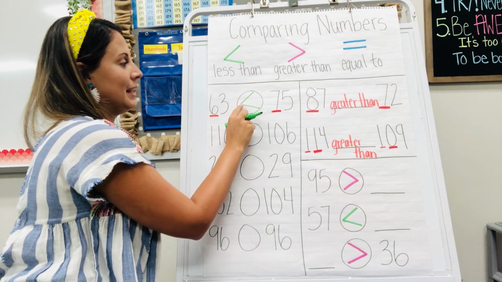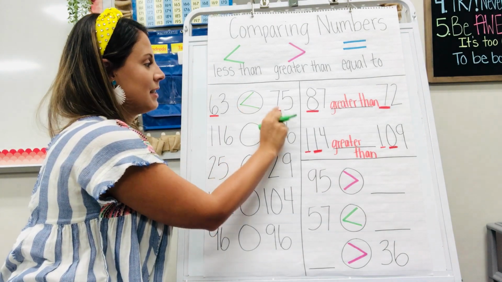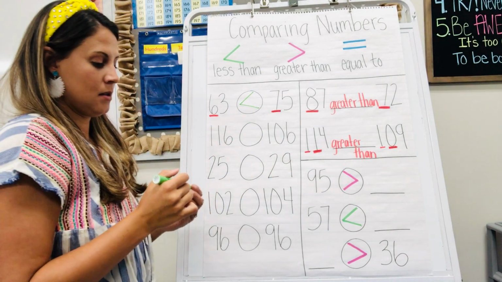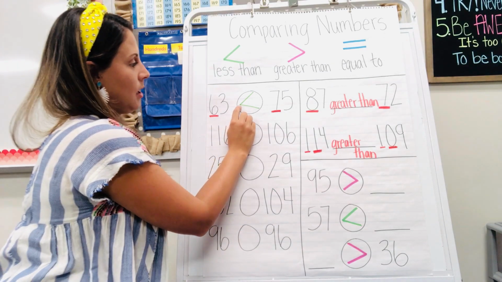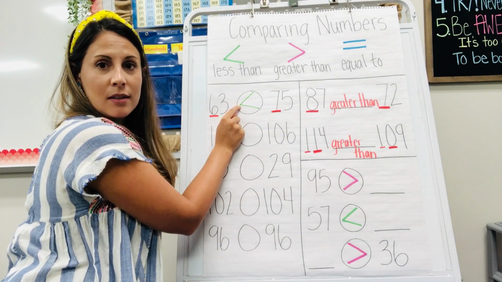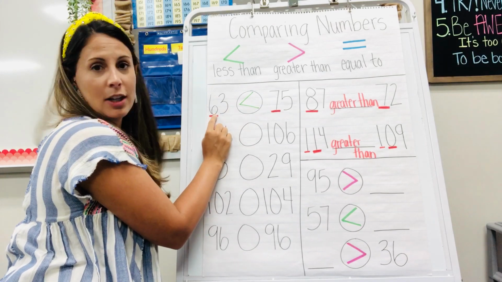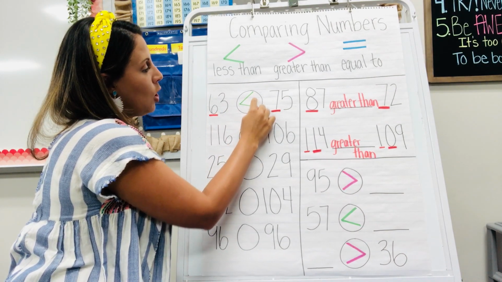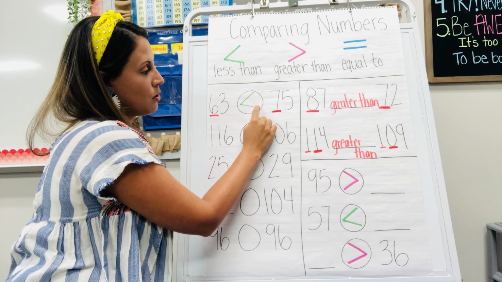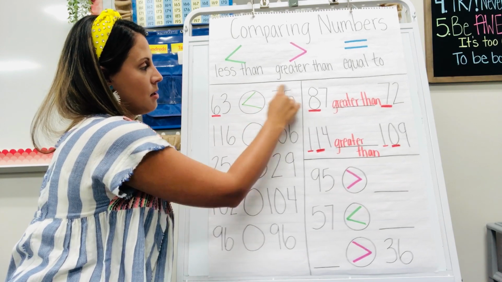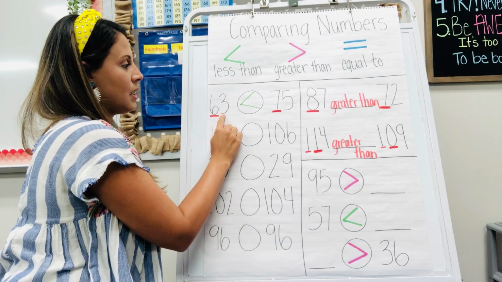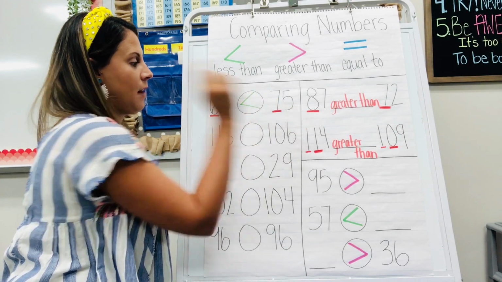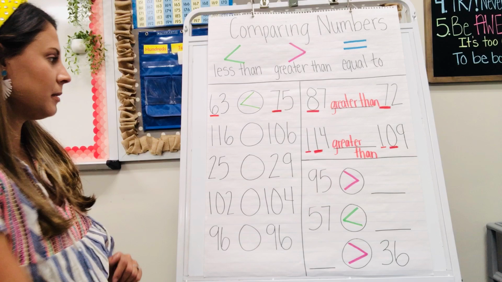$63 is less than 75. So just a little trick, or a little tip: the little point goes towards the lesser number and the big opening goes towards the greater number. But you always read it left to right. 63 is less than 75. All right, let's move on.